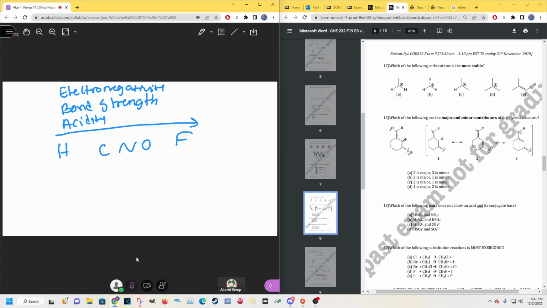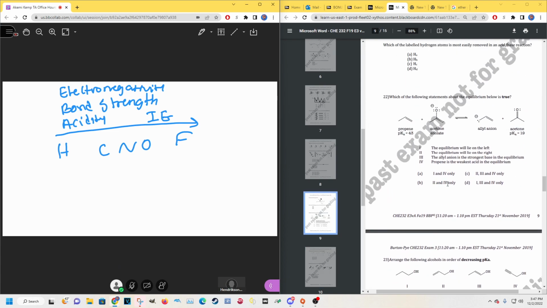There's something else that increases left to right on the periodic table. I believe that's ionization energy. So ionization energy also increases left to right on the periodic table. Remember, that's the energy required to take electrons away from an atom, like high energy electrons.